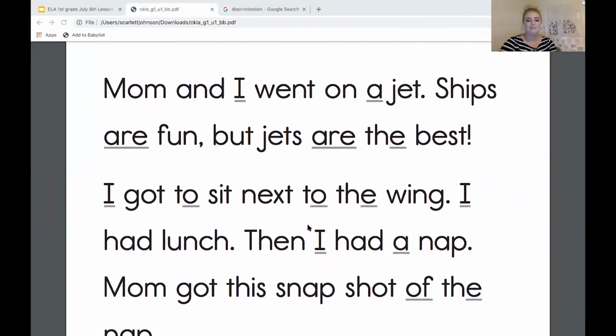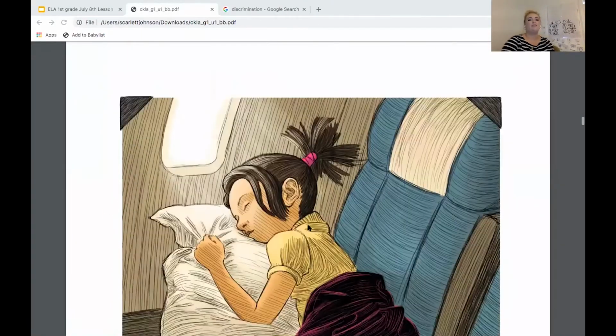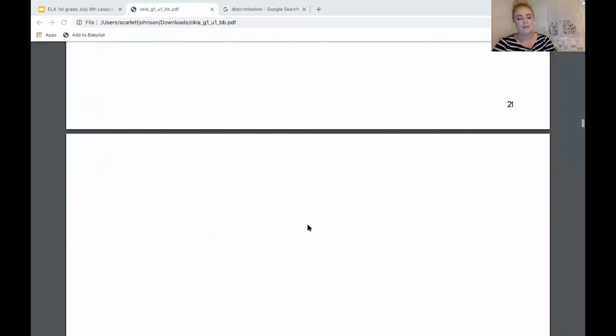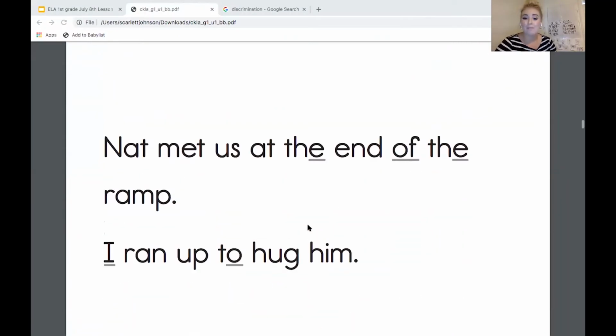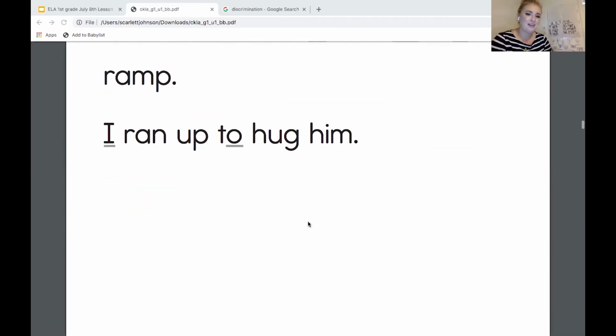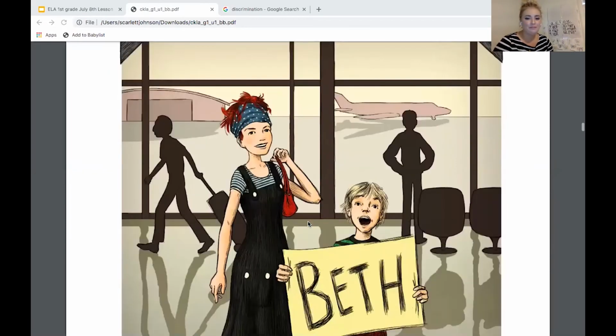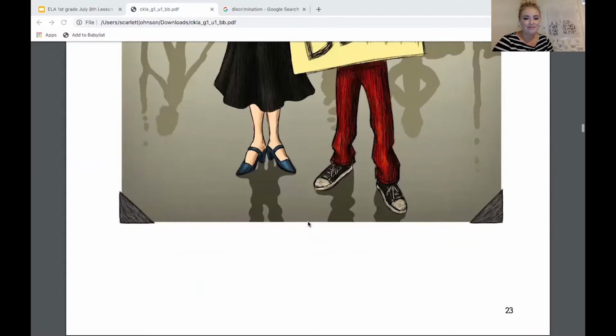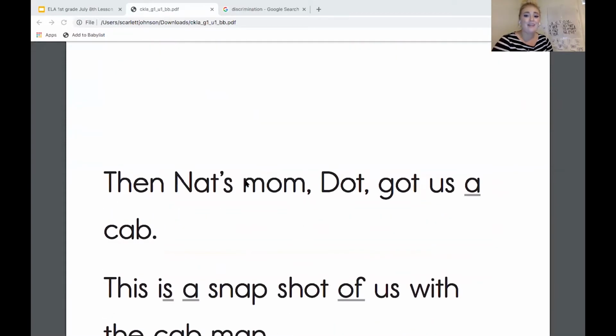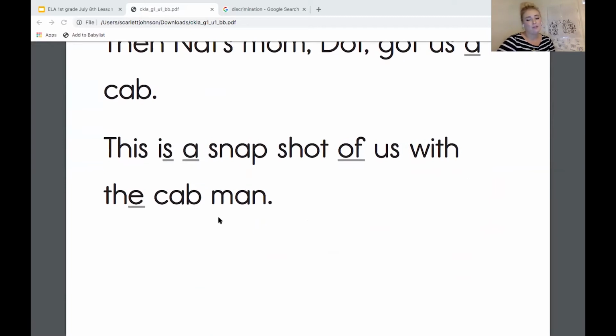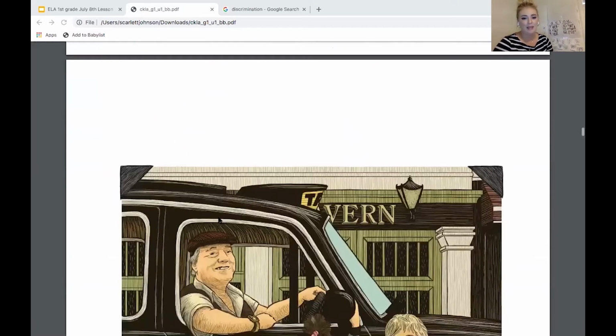Okay. So she got to take a nap by the wing. Okay. Nat met us at the end of the ramp. Remember what ramp means? Yep, it's where you get off an airplane. I ran up to hug him. Then Nat's mom, Dot, got us a cab. This is a snapshot of us with the cab man.